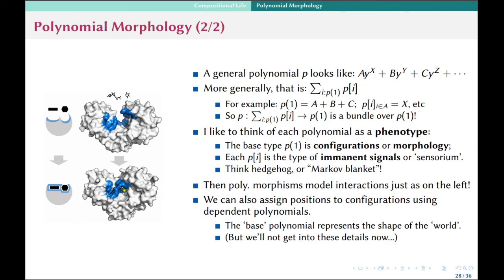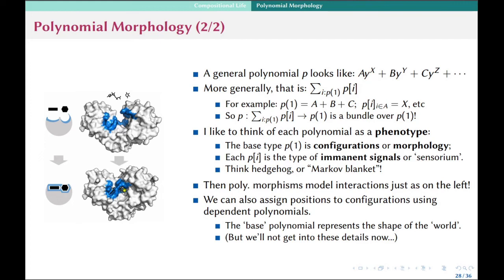I like also to think that these things formalize Markov blankets because everything comes in through this sensorium, and the system acts by changing its shape. It just acts by changing its blanket, its phenotype, its morphology. Okay, and then as I've said, the morphisms of polynomials model these interactions, just like on the left. And I'm not going to go into this very much, but I'd like to use it later.